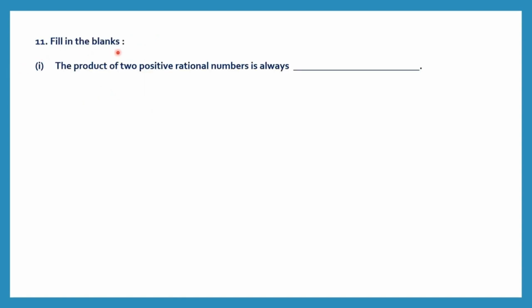Question 11, fill in the blanks. The product of two positive rational numbers is always, okay, now let's take two positive rational numbers. 2 by 3, product means you multiply, into 1 by 4. Let's multiply and see. Now here I can cancel, 2 2s are 4. What do I get? 1 by 3 2s are 6. That means I took two positive rational numbers and my answer is positive. So the answer to this is the product of two positive rational numbers is always positive.